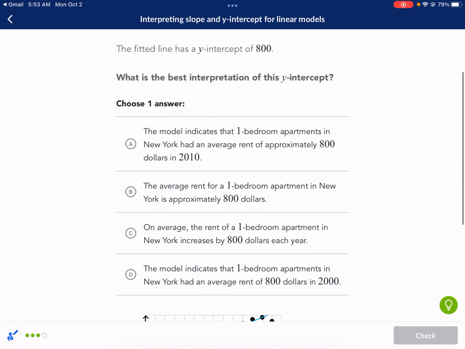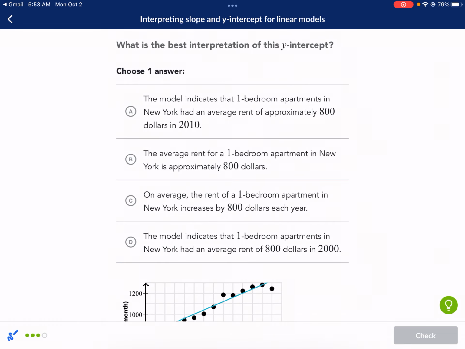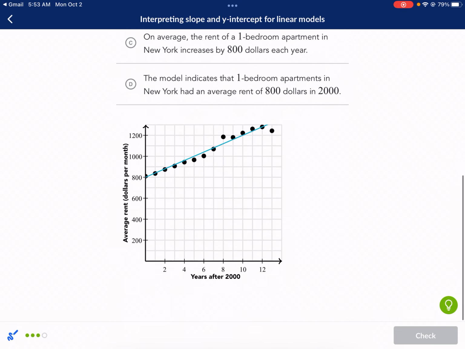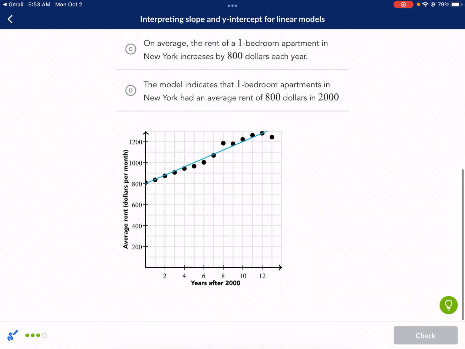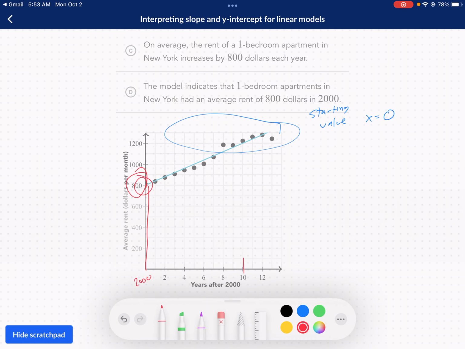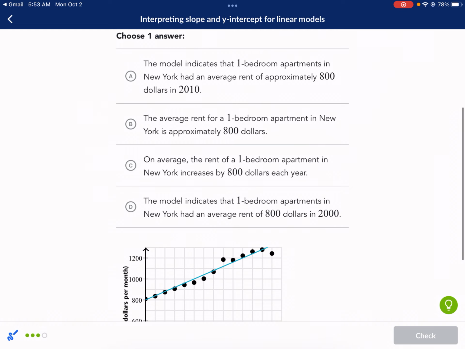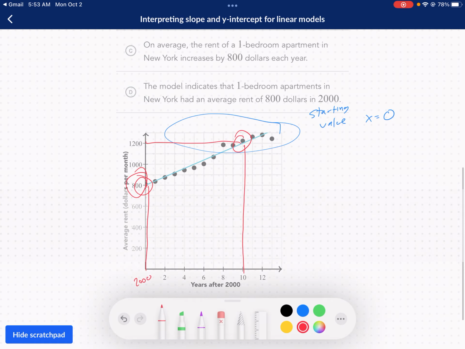The model indicates that one-bedroom apartments in New York had an average rent of approximately $800 in 2010. That's wrong. 2010 is right here, years after 2000. You can see that's right around $1,200. So that one's off. Average rent for a one-bedroom apartment is about $800. Well, that's wrong again, because if you're looking here, 800 is along this line, and that is not the average rent. The average rent is going along this line.